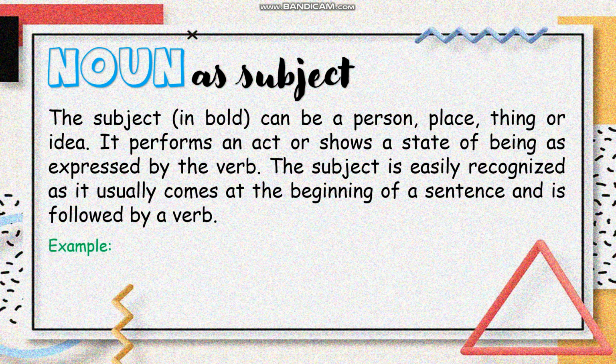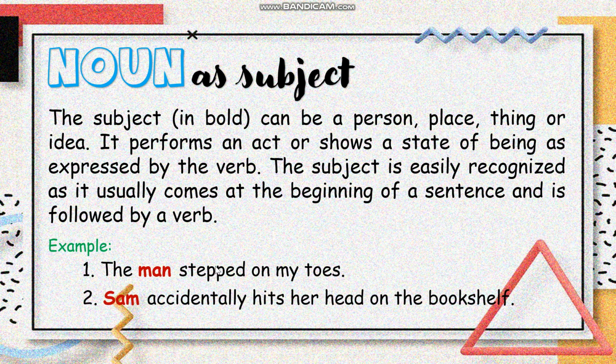Now, to make it clear, we have an example here. The man stepped on my toes. We have the subject man and the verb stepped. We also have here, Sam accidentally hits her head on the bookshelf. We have the subject Sam and hits for the verb. Therefore, if a noun functions as the subject, it is usually at the beginning of a sentence.